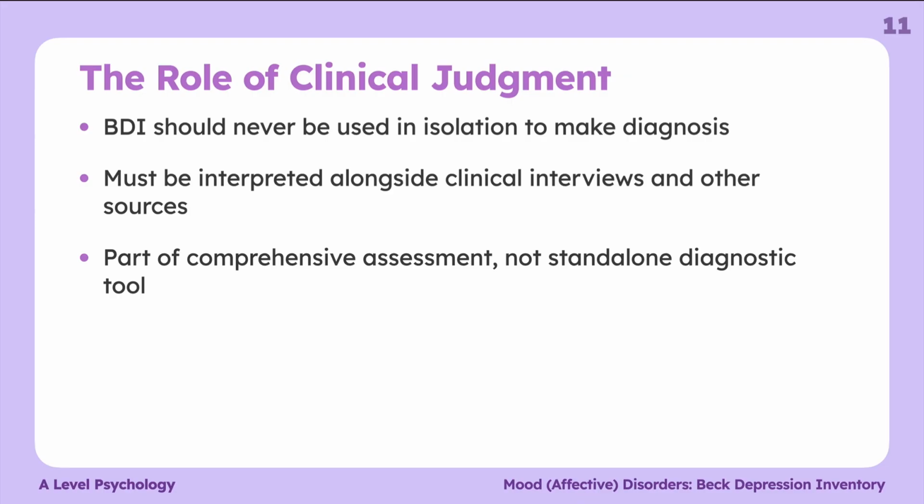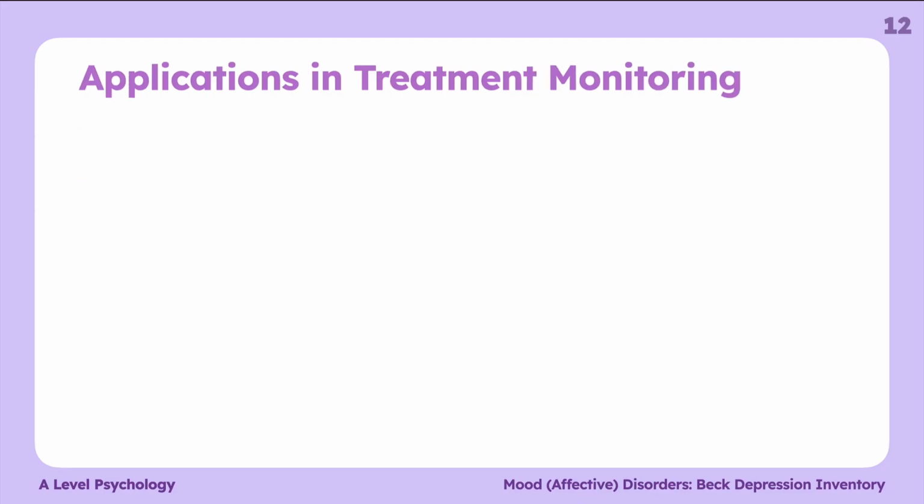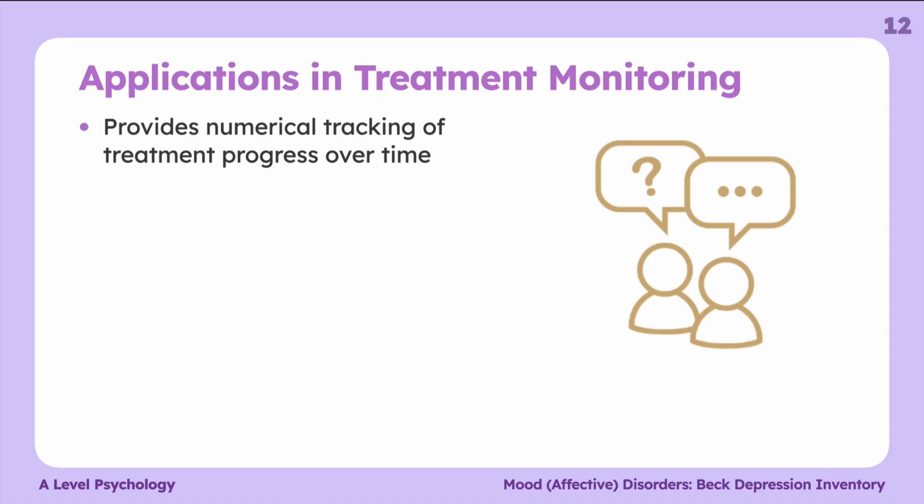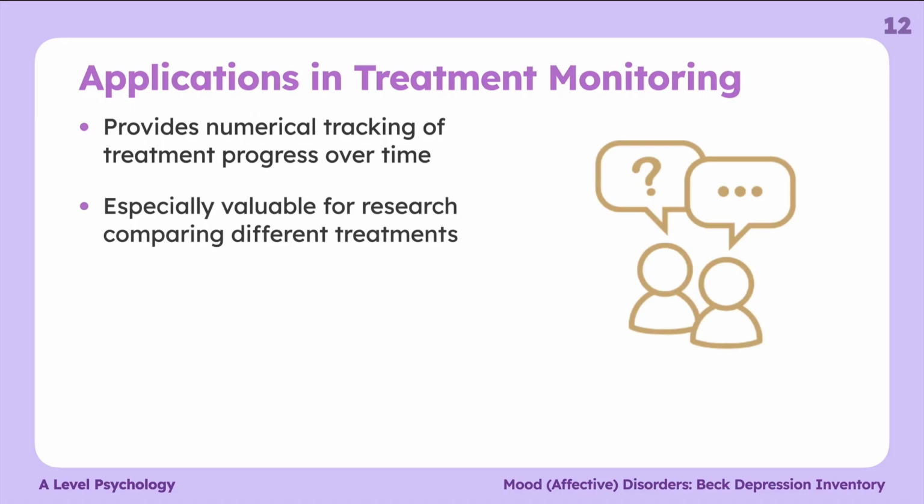Now let me show you one particularly valuable application of the BDI in clinical practice: monitoring treatment progress. Because it provides numerical scores, clinicians can track whether interventions are working. For example, if someone starts with a BDI score of 35, which means severe depression, and after 6 weeks of treatment their score drops to 18, which is in the mild depression range, that provides clear evidence that the treatment is helping. This quantitative tracking is especially important in research studies comparing different treatments.